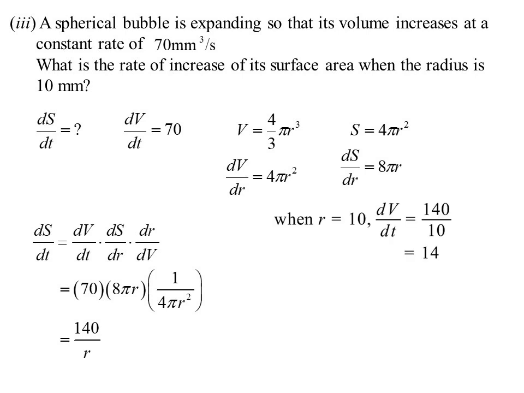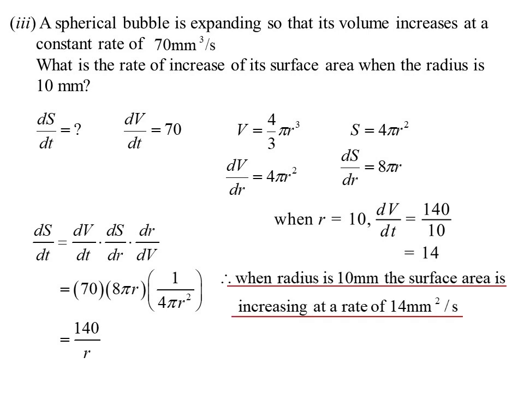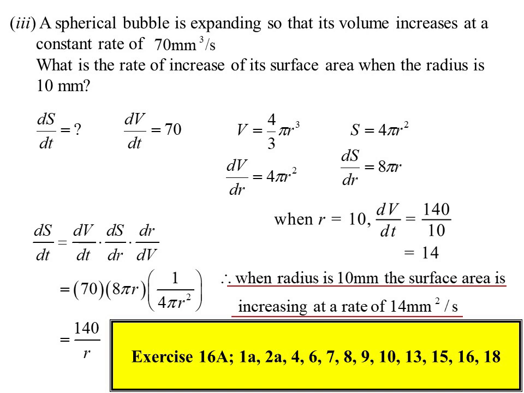Let's substitute in 10 and we get 14. So there's our answer. We know when it's 10 millimeters, the surface area is increasing at a rate of 14 millimeters squared per second. So 16a, we'll look at some of these rates of change questions which will involve more than one rate. We've got to link them together to come up with a formula.